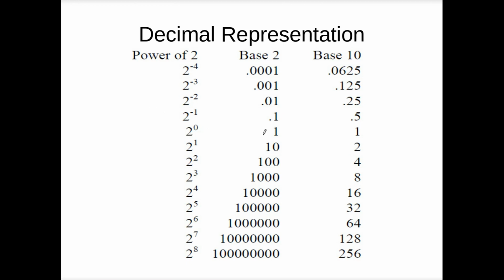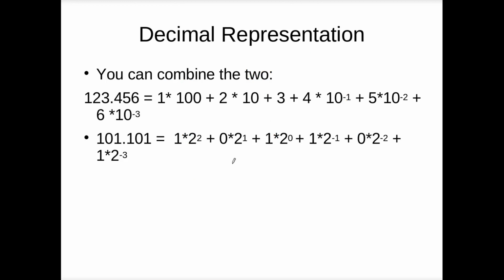In base 2, we have 0.1, which is 1/2, equal to 0.5. 0.01 is 1/4. 0.011 is 3/8, and 0.0001 is 1/16. And so how are we going to actually convert these numbers?